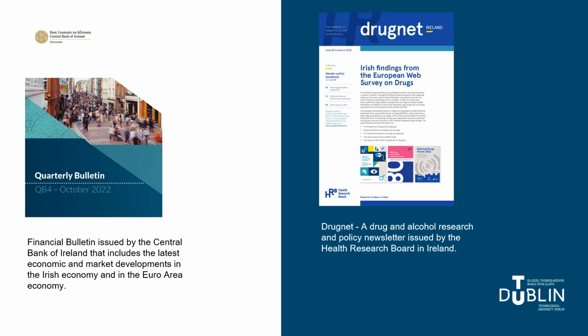On the left here, we have another example, which is a quarterly bulletin issued by the Central Bank of Ireland with financial and economic information. And on the right here, we have DrugNet, which is a research report on drug and alcohol usage in Ireland.